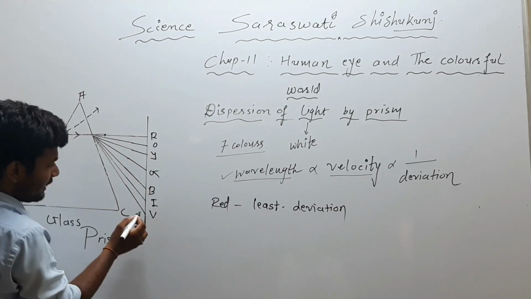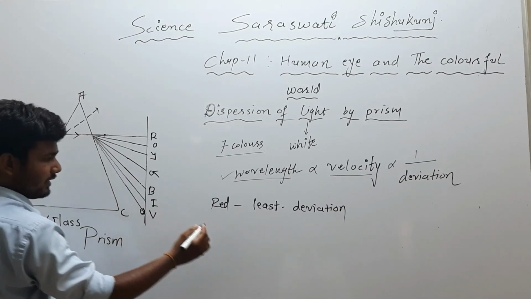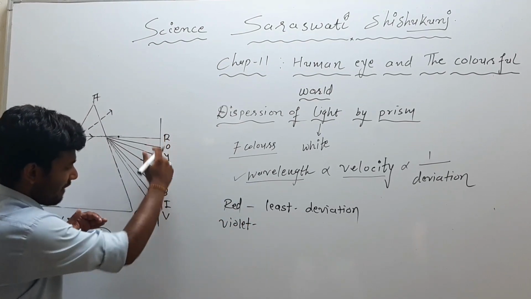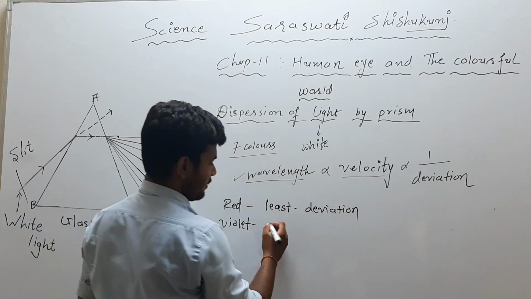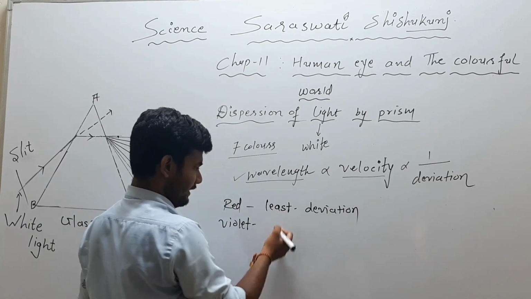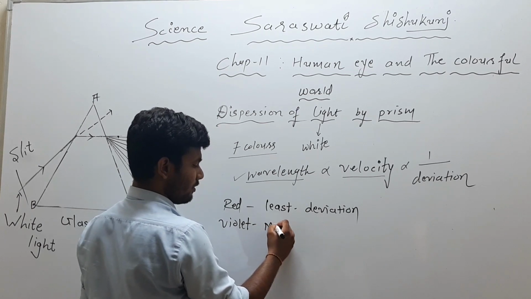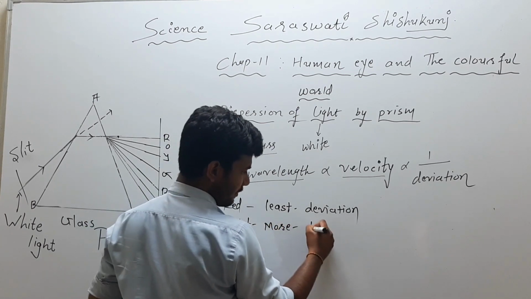Now, as you can see, the violet color has very much deviation; it is much more deviated.